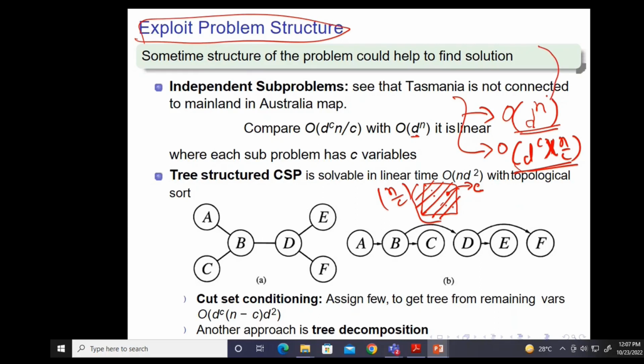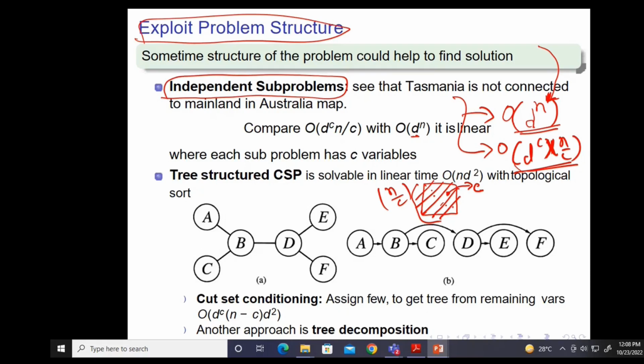If n variables are there, you are going to deal with d to the power n complexity. But now your complexity is actually smaller. Am I right? So if you can divide the problem into independent subproblems, your things could be faster.